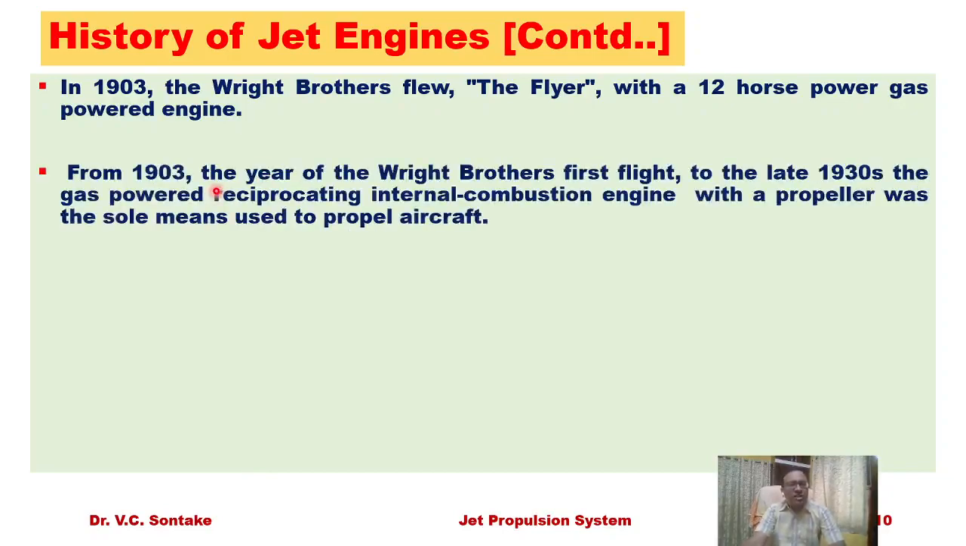From 1903, the year of the Wright brothers' first flight, to the late 1930s, the gas-powered reciprocating internal combustion engine with a propeller was the sole means used to propel the aircraft. So by the 1930s, inventors were able to design a jet propulsion system which was able to propel using the gas of a jet.